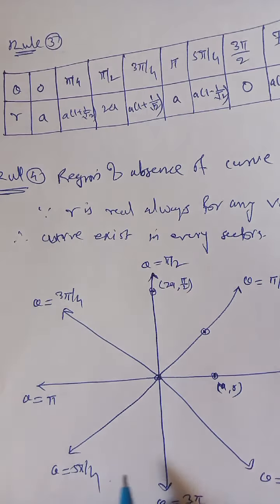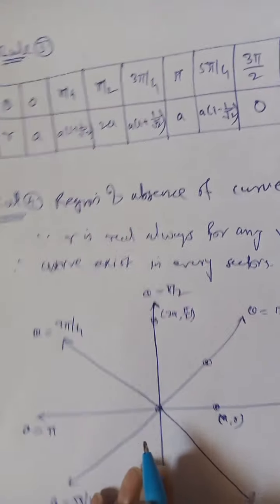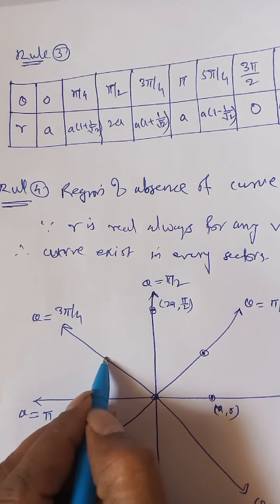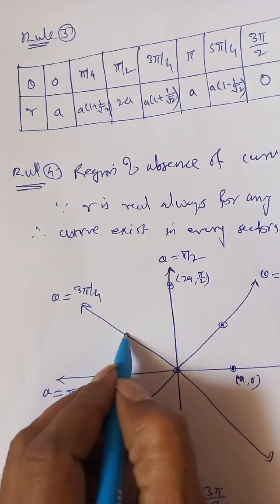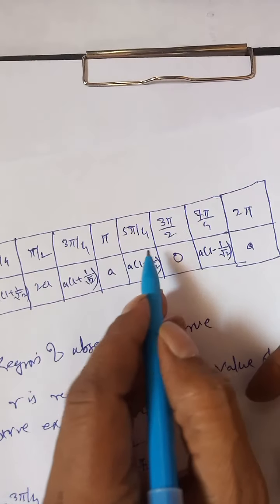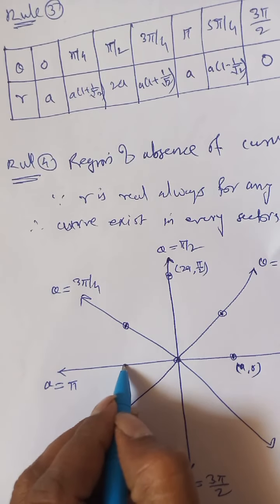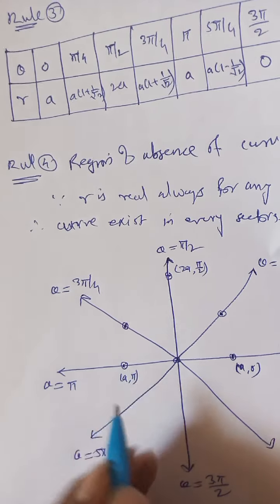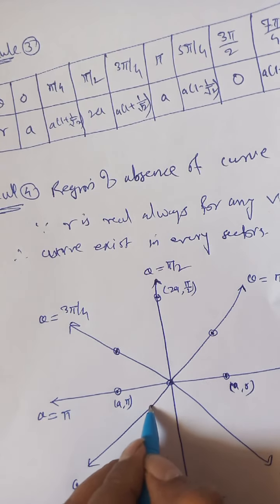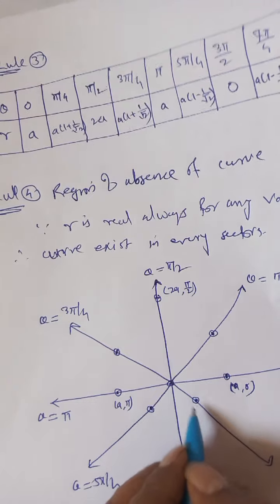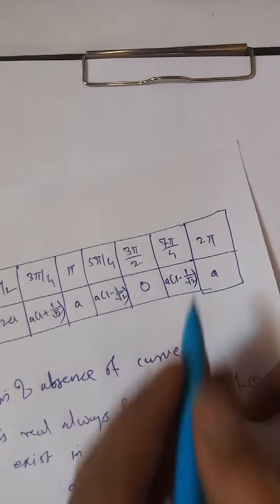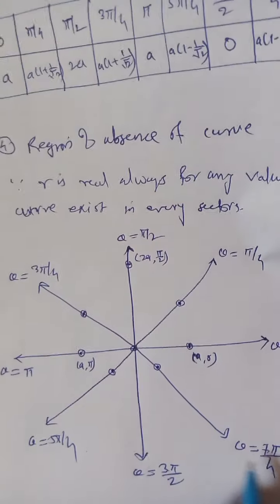Then since it is symmetrical about y-axis, we'll get the similar point here. See, for 3 pi by 4, it is a into 1 plus 1 by root 2. So it will be here somewhere. Then for theta equals to pi, value is a. So it is here somewhere. This is a comma pi. For theta equals to 5 pi by 4, it is a into 1 minus 1 by root 2. So it is a little bit less than a. So it will be here somewhere. And since it is symmetrical about y-axis, the same point will be here. Or you can check it. For 7 pi by 4, it is the same point, a into 1 minus 1 by root 2.